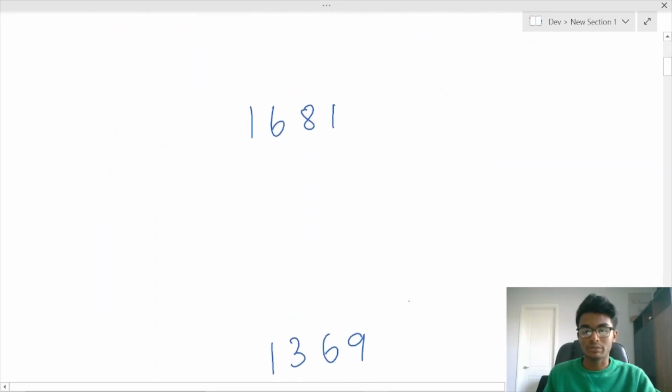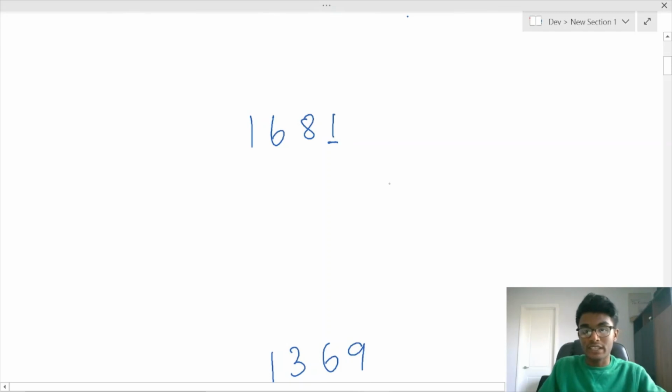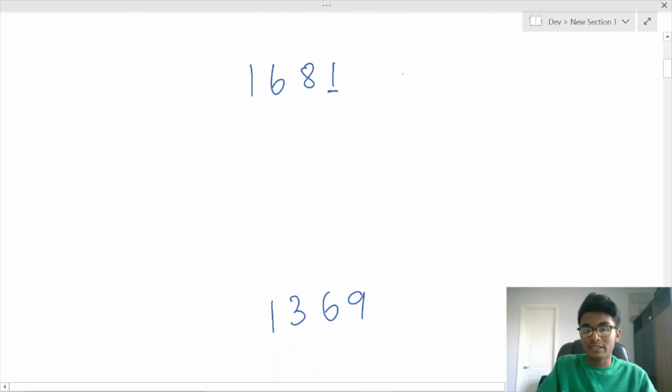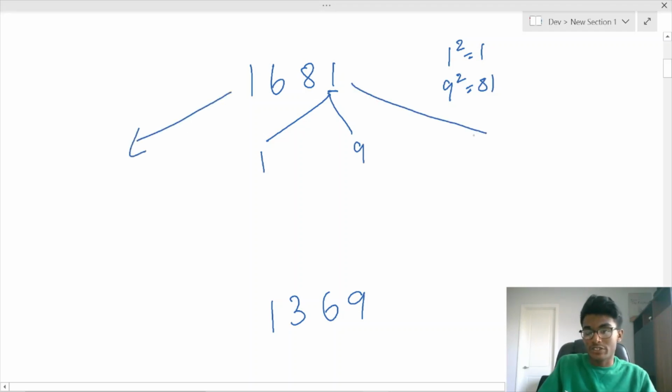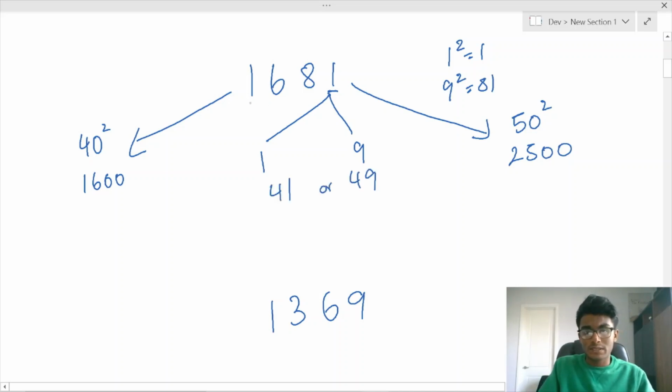Similarly, let's try larger numbers. Let's say we have 1681. Again, I'd look at the ending. It ends in 1, meaning I'd have to consider 1 squared and 9 squared is 81. Which means this number ends in 1 or 9. Next, I consider the two boundaries. 40 squared, 1600, and 50 squared, 2500. The number has to be 41 or 49. 1681 is much closer to 1600. I'd immediately say 41, and that's it.